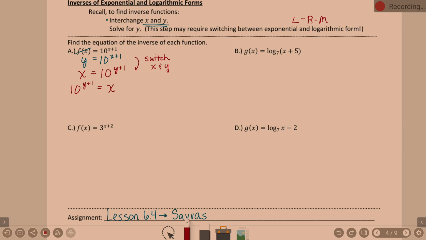So now, if I do a left, right, middle here, then the left is 10. So the base of the exponent now becomes the base of my what? The base of my log. So it's going to be log base 10. So the 10 stays on the left. The base of the exponent becomes the base of the log. That's left. Right means this is going to be log of x equals the middle, which is the y plus 1. Okay, so that right there was doing a left, right, middle.